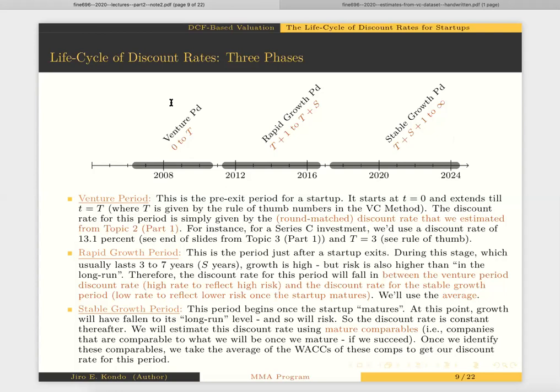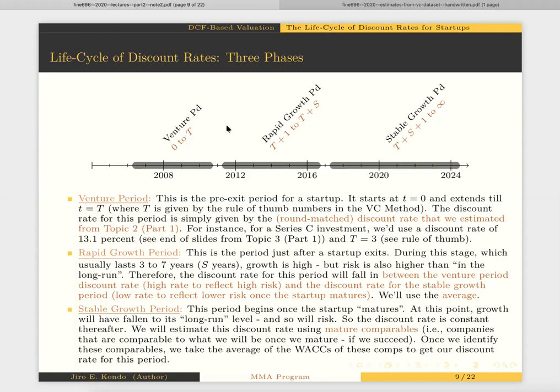What that would be capturing is this idea that you've got the highest discount rate during the venture period. The discount rate falls a little bit during the rapid growth phase, and then it falls by another equal increment during the stable growth phase, so that you go from the most risky period to an intermediate risk period to the lowest risk period once things stabilize. So we think of that as being a sensible way to model discount rates over time.